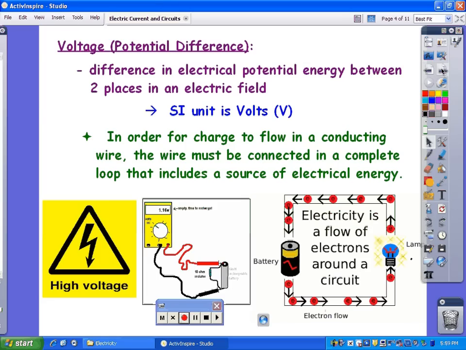In order for charge to flow in a conducting wire, the wire must be connected in a complete loop that includes a source of electrical energy. Now, the electrical energy is generally produced by something like a battery or power source, and it produces this with the volts. This is where the volt comes in. It provides the potential difference. So you have to have them connected in order to have potential difference. This is what we're getting into in the next section here, circuits. If you don't have it connected, it doesn't have potential difference.